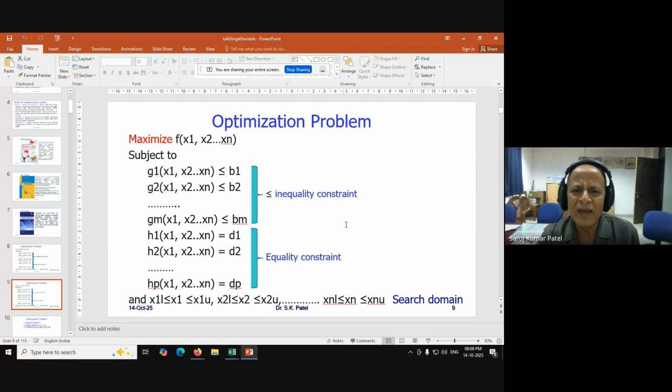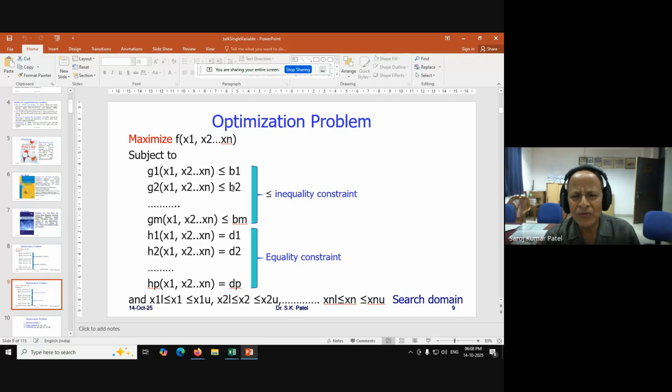Thus, any optimization problem will have three components. The first line is your objective function, and we have to write down whether to maximize or minimize. And the last line would be your range of the unknown variables. That is the search domain. And in between, we'll have a set of constraints. And this set of constraints will be divided into two categories.